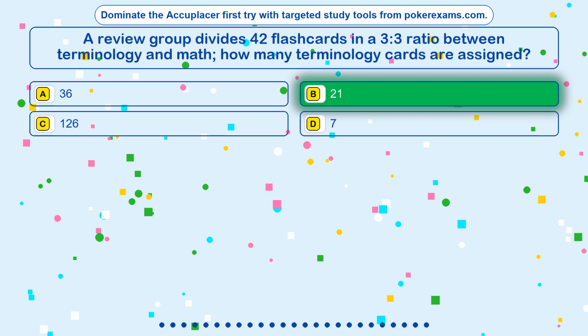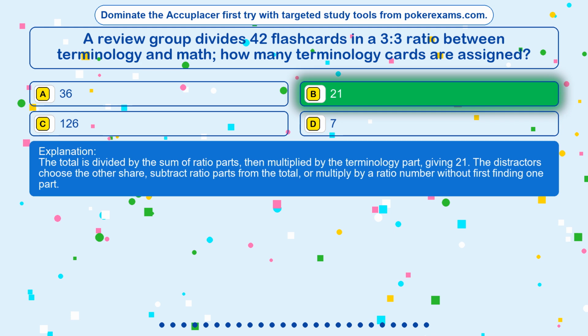The correct answer is option B, 21. The total is divided by the sum of ratio parts, then multiplied by the terminology part, giving 21. The distractors choose the other share, subtract ratio parts from the total, or multiply by a ratio number without first finding one part.